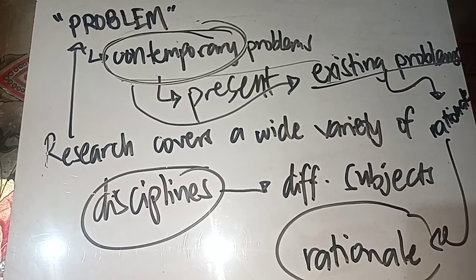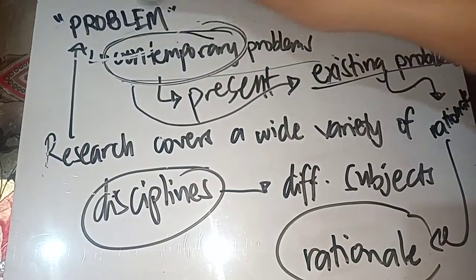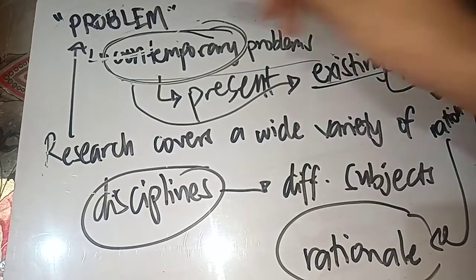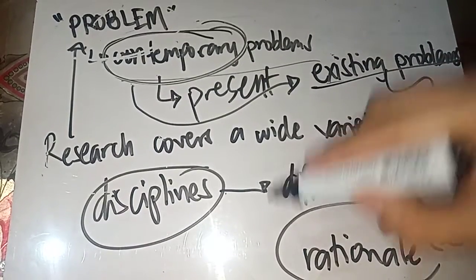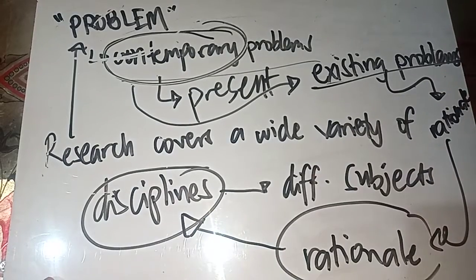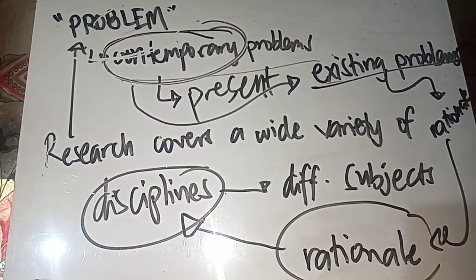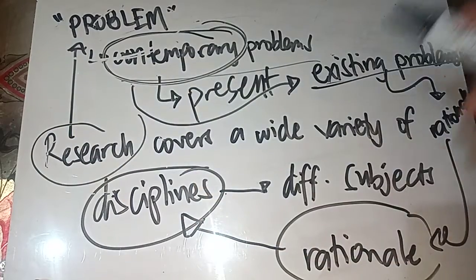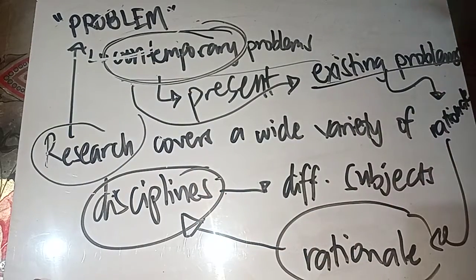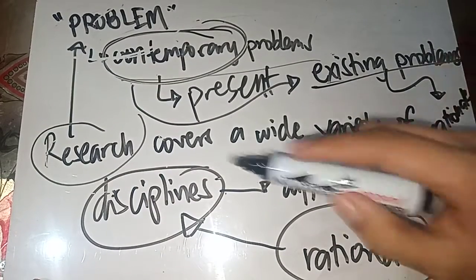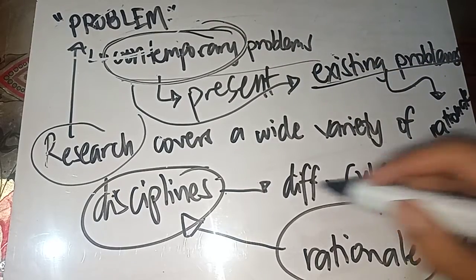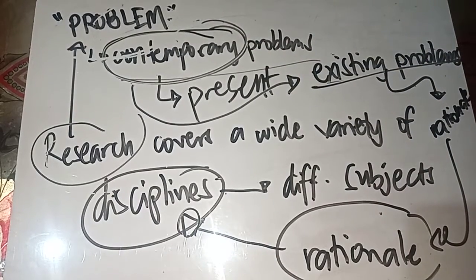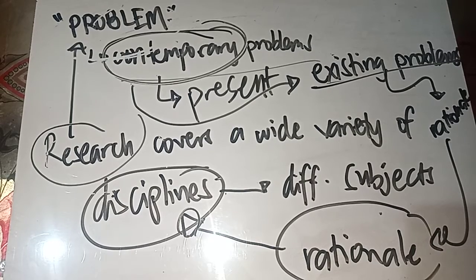So, the problems are derived from the existing problems or the rationale of the different disciplines. That is why research covers a wide variety of disciplines. That is the main reason why research tackles a wide variety of subjects, because its problem is derived from the rationale of these different subjects. We have different problems for different types of subjects.